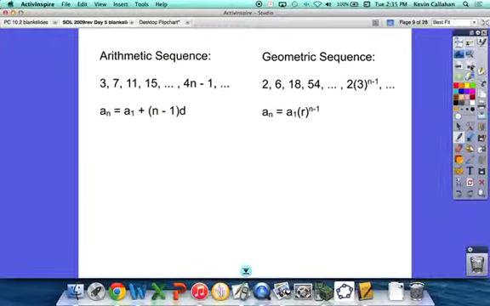Meaning, it looks like you keep adding the same thing to get the next term, right? In this case, what number does it look like you're adding? 4, right? So this is the difference, 4, 4, 4, and this here is a formula for the nth term in the sequence, also known as an explicit formula, a sub n.